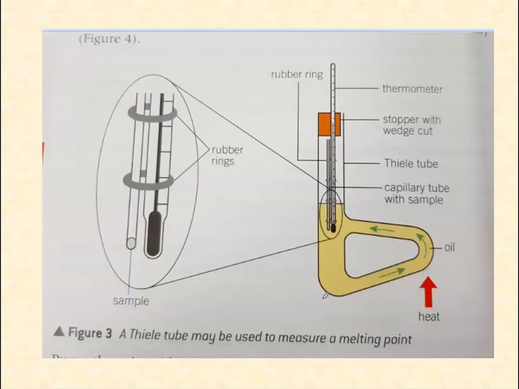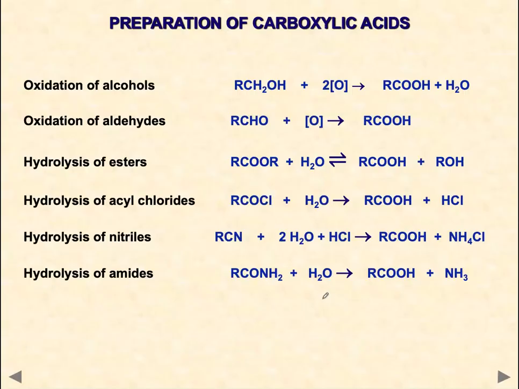Solubility we've already mentioned. Melting point can be used. Melting point apparatus can be used to check the melting points of carboxylic acids. This is a practical which needs to be done in school, so hopefully you will get the opportunity to do a practical of this nature.